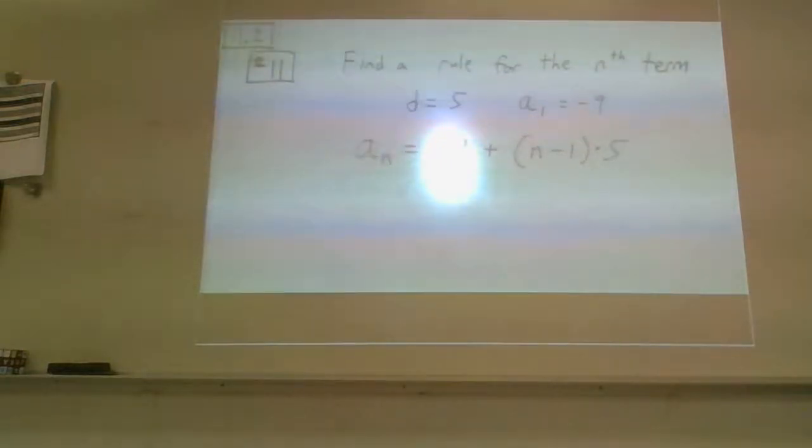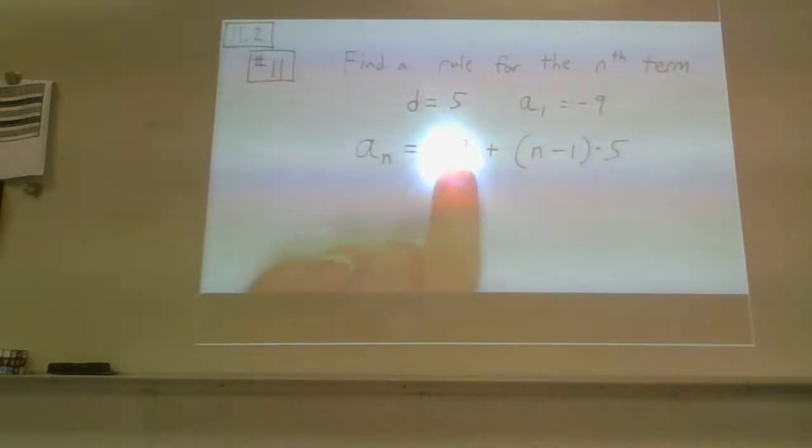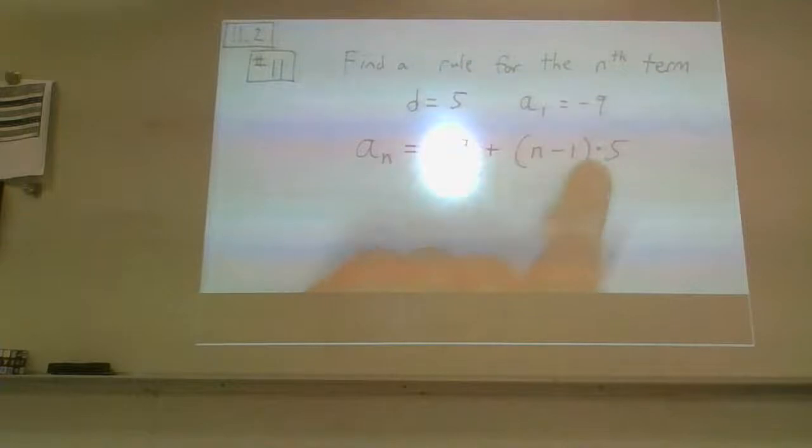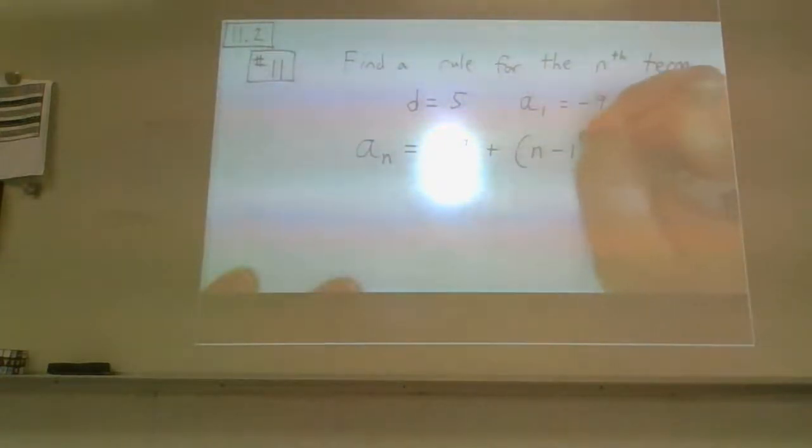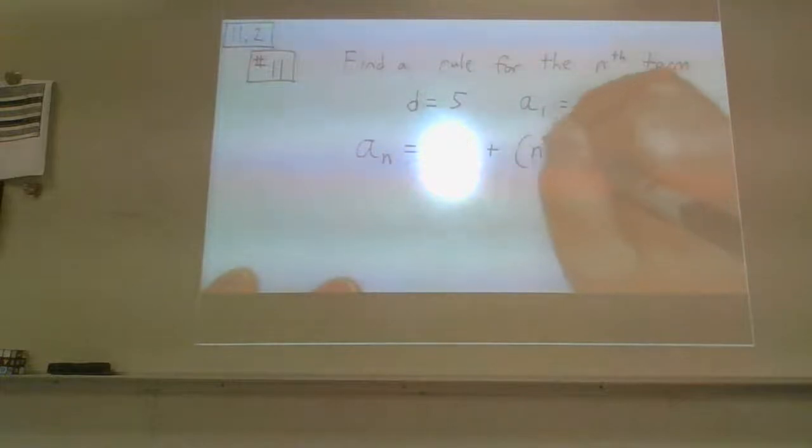In the arithmetic formula that I gave you, it was a sub n equals the first term plus n minus 1 in parentheses times the common difference, which in this case was just 5. They gave you both pieces of that information. Plug them in and simplify, and that should automatically give you the answer they're looking for.